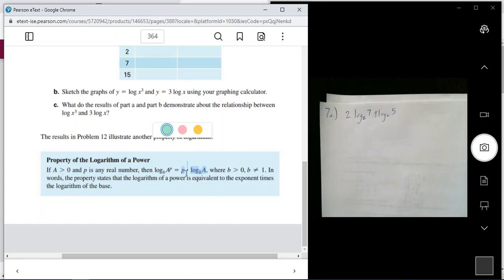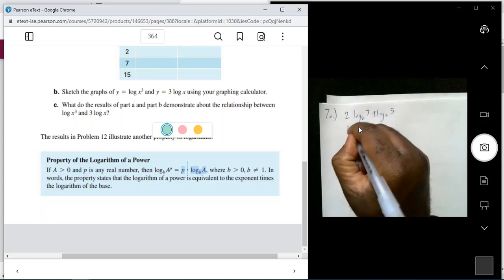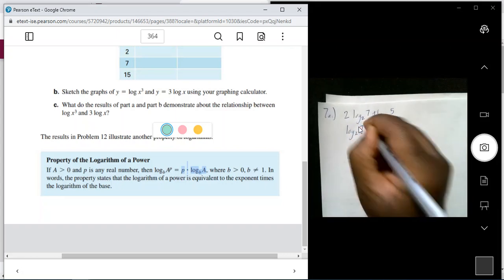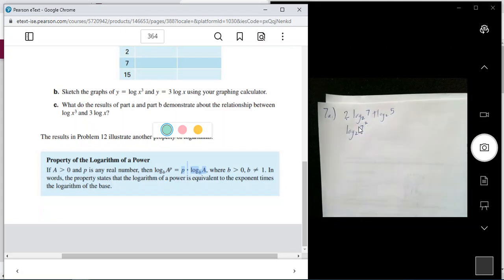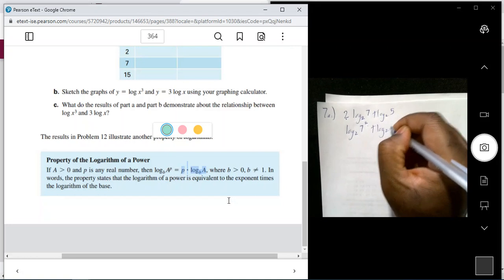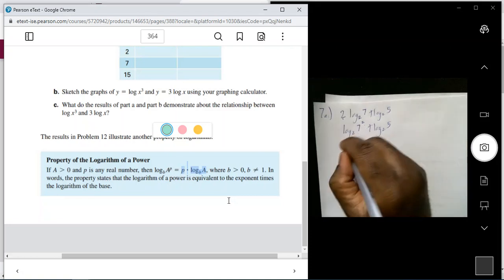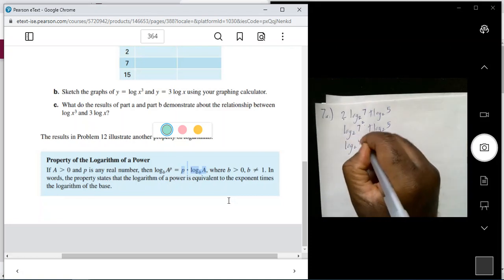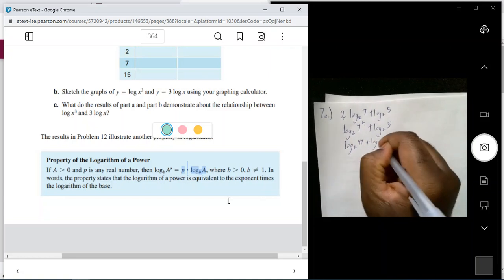Now, what this is saying is you could rewrite this as this here. So we have log base 2 of 7 to the second power. This number becomes the exponent, as we saw on page 364. This p became the exponent here. So then this would be plus log base 2 of 5. So this would be log base 2 of 49 plus log base 2 of 5.